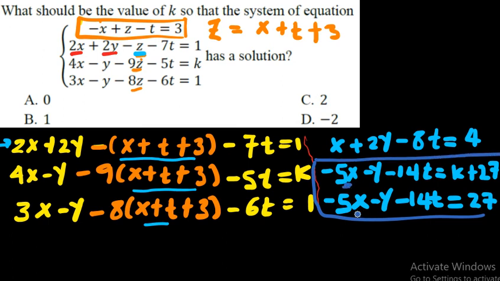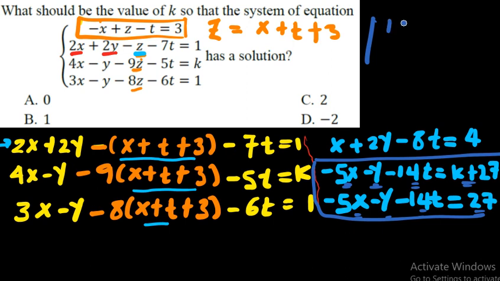5x is there, there is 5x here also, negative 5x, negative 5x, and negative y, and negative y, and negative 14 and negative 14, they are the same. So if the constant here is also the same, everything will be cancelled out, and it will have many solutions.